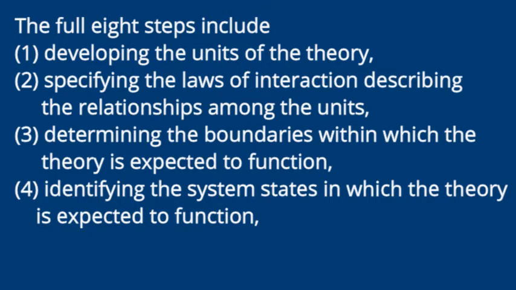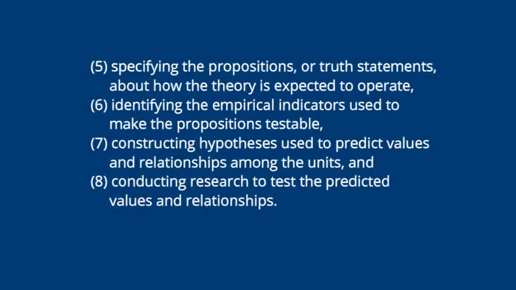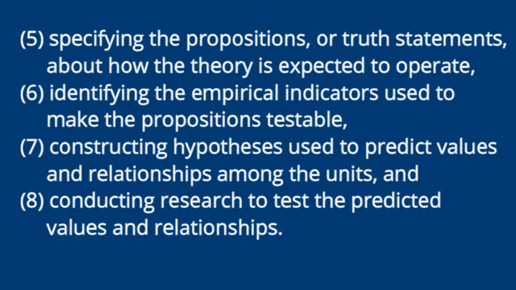Fifth, specifying the propositions or truth statements about how the theory is expected to operate. Sixth, identifying the empirical indicators used to make the propositions testable. Seventh, constructing hypotheses used to predict values and relationships among the units. And, ladies and gentlemen, the eighth step is conducting research to test the predicted values and relationships. So those are the eight steps given by Dubin, right?